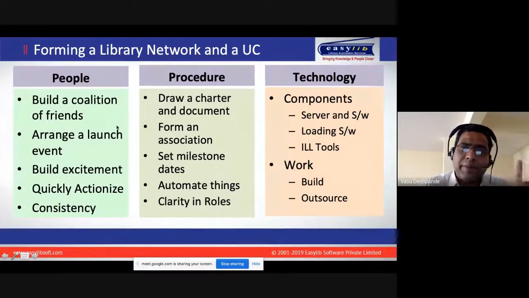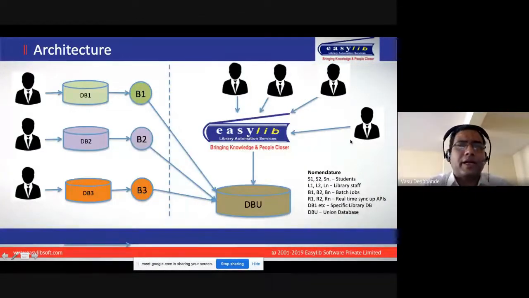So 3 things: people, procedure, and technology. Now going deeper into the architecture, how it looks. So this is the union catalog. Okay, so this is the database where all the data is there. It could be 10 colleges, 50 colleges, 100 colleges.